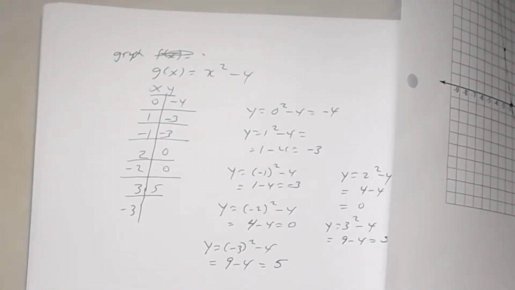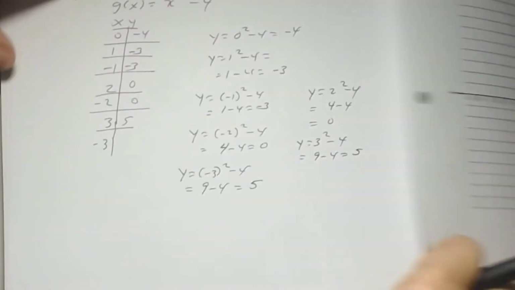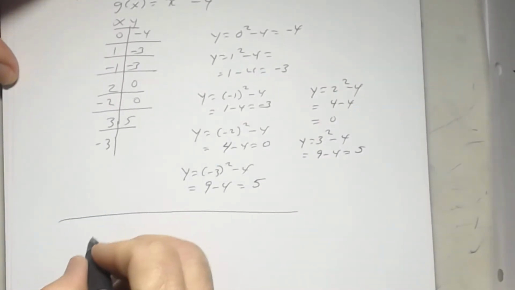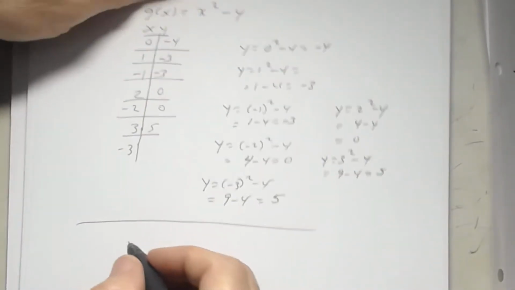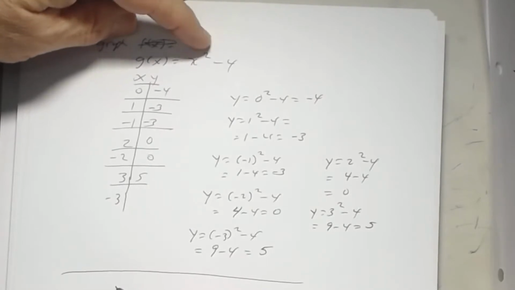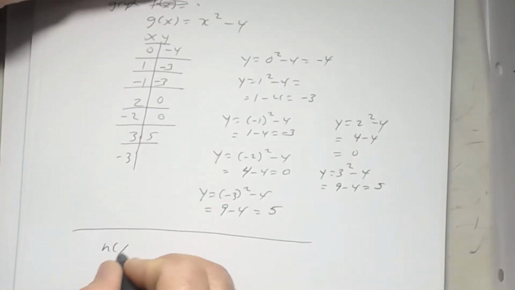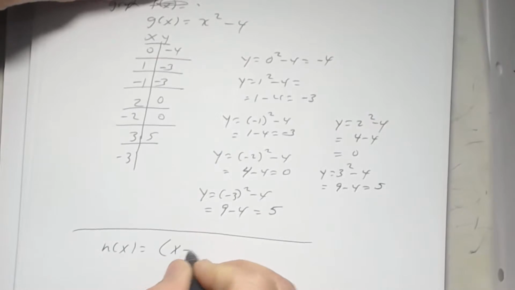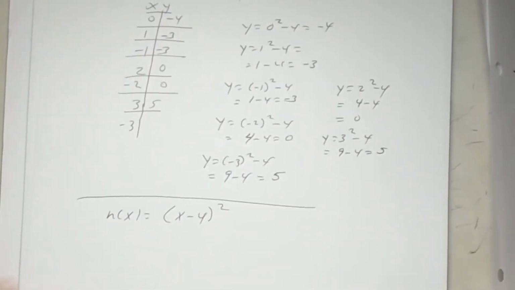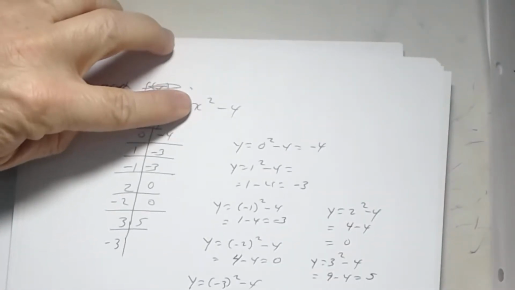Okay. Let's talk about, well, what if the number's on the inside? So let's look at this one. In other words, here's what I mean. So you see how this looked like x squared minus 4? What if I had this? H of x equal, in parentheses, x minus 4 squared instead. See how that subtract 4 is on the inside of the squared? Here, what's being squared is x. So subtract 4 is on the outside. Here, what's being squared is x minus 4.